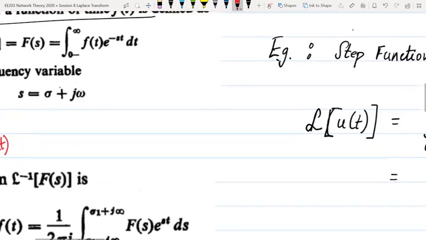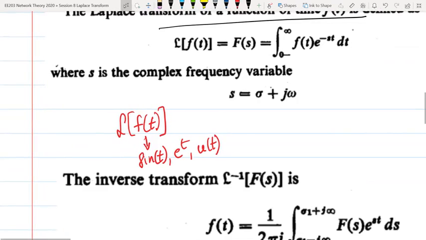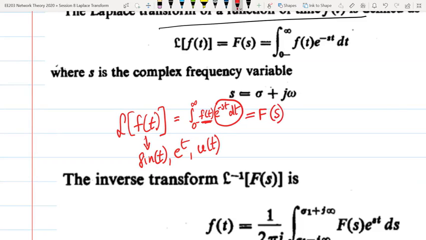So the Laplace transformation of f(t) is given by the integral from 0 to infinity. There is 0 minus, and don't worry about that right now, but let's remember it's a 0 minus, of f(t) into e to the power minus st dt. Okay, so this e to the power minus st is that factor which is being multiplied with f(t), and it's being integrated from 0 to infinity, and this is represented as F(s). Okay, so this is the basic Laplace transformation.